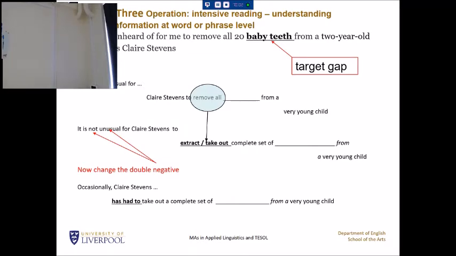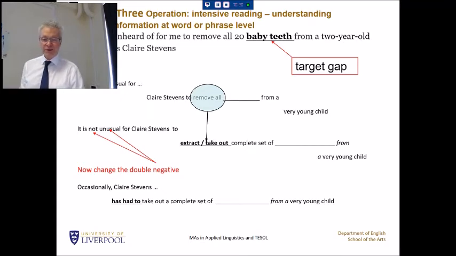So we remove that as well. Or we extract it, or we take it out. Sorry, we remove all. Okay? So occasionally Claire Stevens has had to take out a complete set of baby teeth from a very young child.